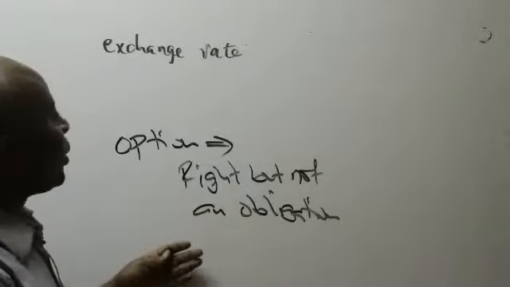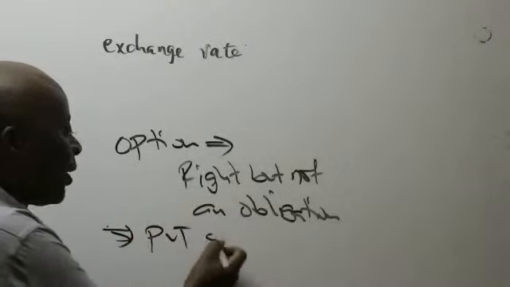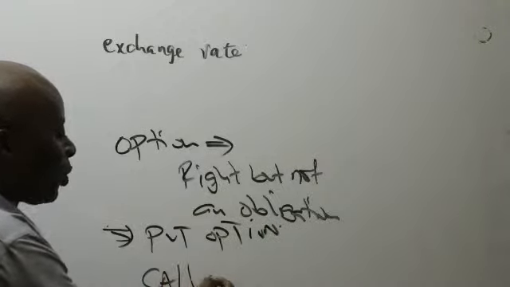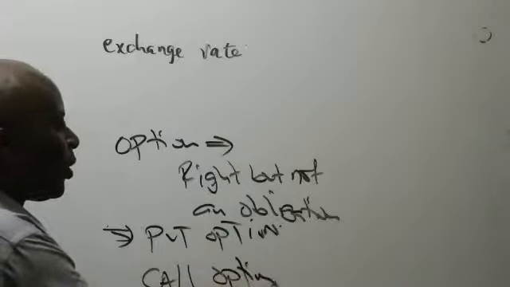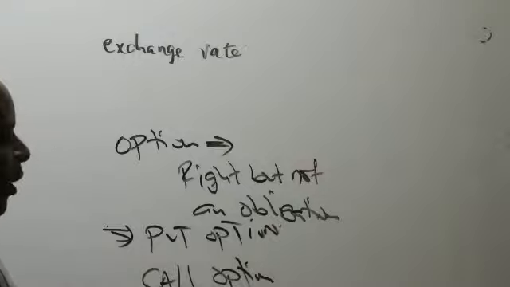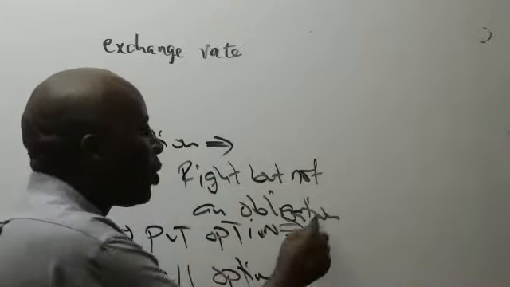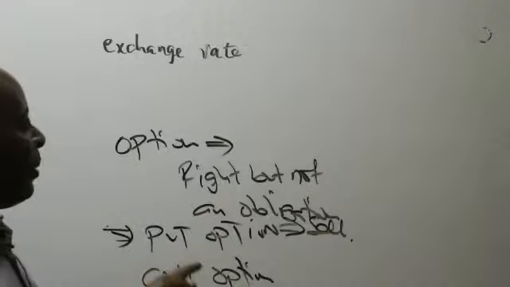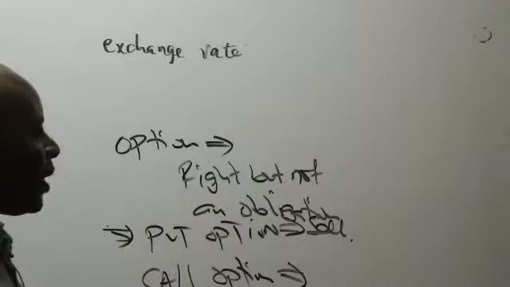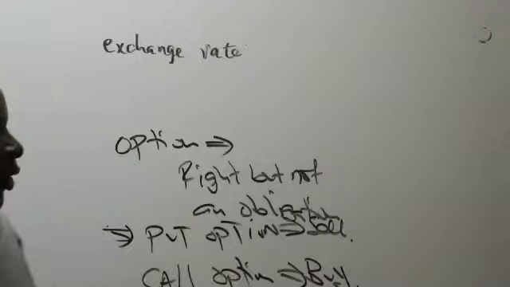Remember, we have got generally two types of options. Is there anybody who is able to remember these types of options? We have what we call the put option, and the call option. So the put option gives you the right, but not an obligation to sell. And a call option gives you the right, but not an obligation to buy.